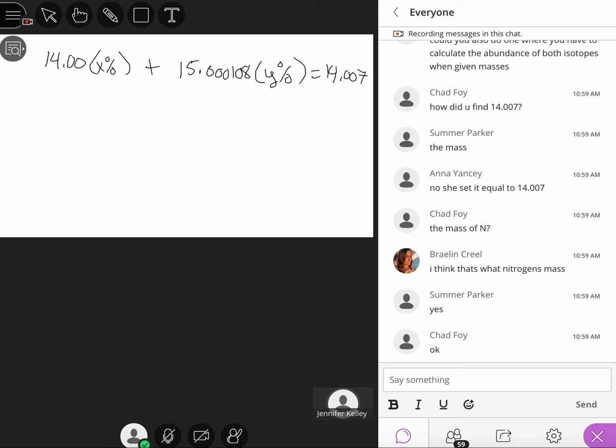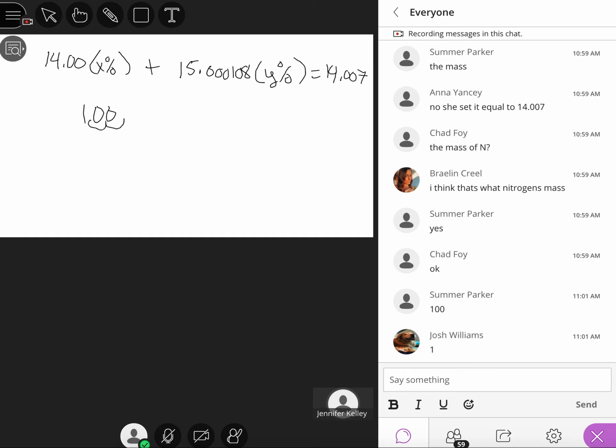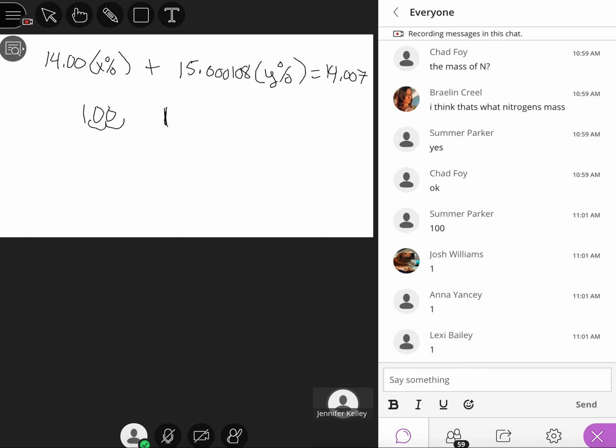The percentages. There are only two isotopes. When I add all the percents together, what does it equal? 100%, right? Now, if I take 100 and I turn it into decimal form, what does that number become? 1. Right. So if I'm looking at the fraction form of X and Y, I know X plus Y equals 1. So now I have my system of equations.